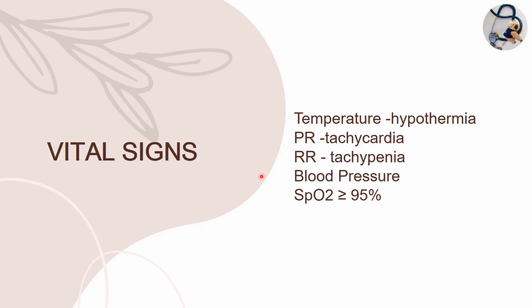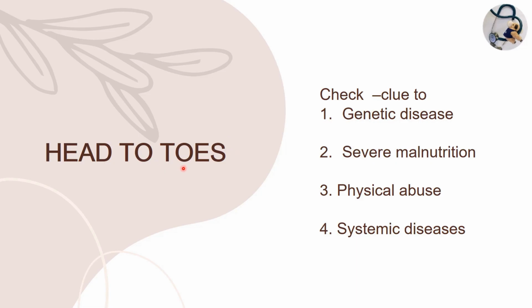Then check the vital signs, where you need to check temperature, pulse rate, respiratory rate, blood pressure, and then the saturation. Then do the head to toe examination. When you are doing the head to toe examination, you can get different clues for genetic diseases, for severe malnutrition, for physical abuse or systemic diseases. So for these clues you have to check from head to toe.